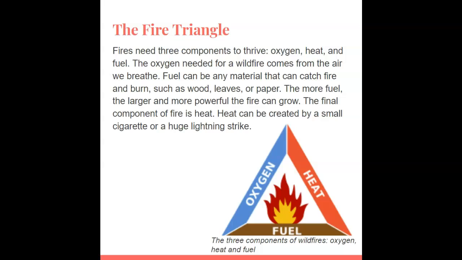The fire triangle. Fires need three components to thrive: oxygen, heat, and fuel. The oxygen needed for a wildfire comes from the air we breathe. Fuel can be any material that can catch fire and burn, such as wood, leaves, or paper. The more fuel, the larger and more powerful the fire can grow. The final component of the fire is heat. Heat can be created by a small cigarette or a huge lightning strike.